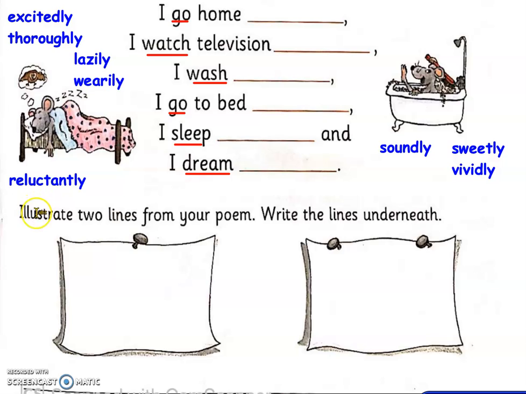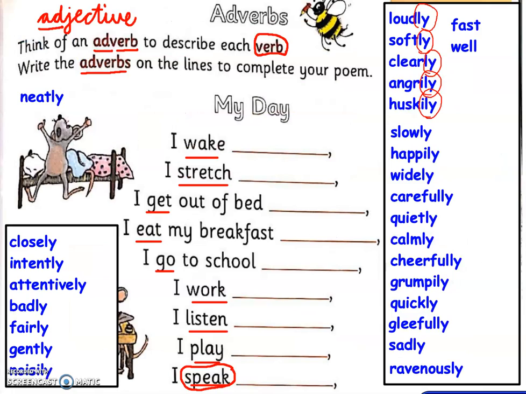And then at the bottom it says illustrate 2 lines from the poem. So that means illustrate, to draw. So take any 2 lines you want, write them beneath these blank picture boxes, and then draw a picture of that particular line. So you could draw I sleep soundly, you could draw yourself asleep, or you could draw yourself maybe watching television excitedly, but be sure to show in the picture the adverb that you have used in the sentence. Okay, so you can pause this at any stage if you want to see the spellings of any of those adverbs, and as I say, I look forward to seeing your work.